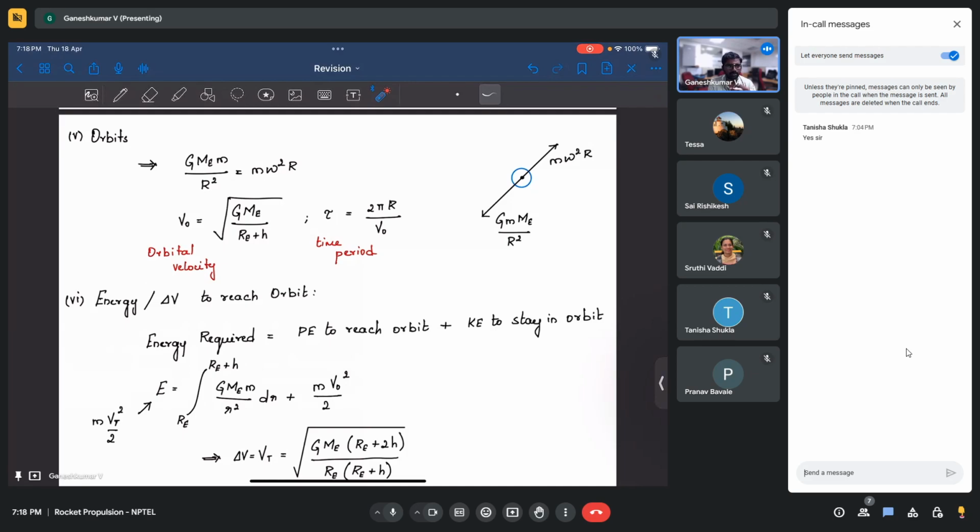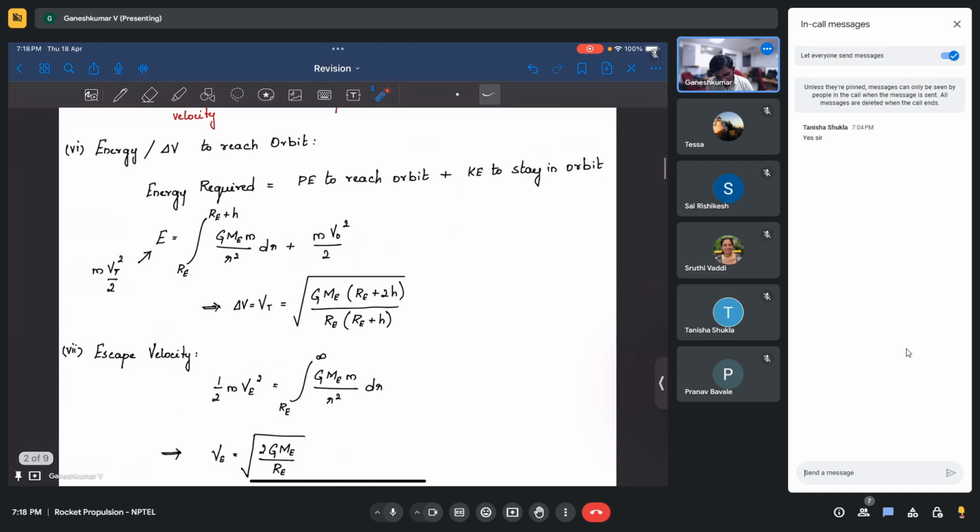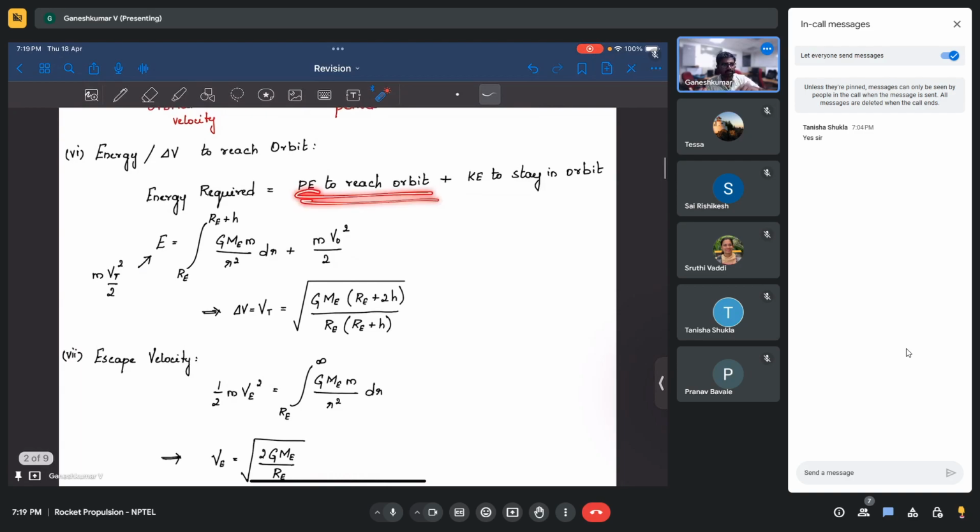So what is that amount of work? What is the energy I am putting in order to reach that orbit? As I said, we need to reach an orbit from the lab. So there is some potential energy you need to spend to reach that orbit, and to stay in that orbit you need some kinetic energy. The kinetic energy to stay in the orbit is simple, which is mv naught square by 2. But for the potential energy, your height keeps changing, and while your height is changing, the distance between the satellite and the Earth keeps changing.